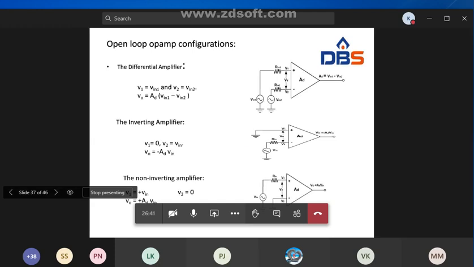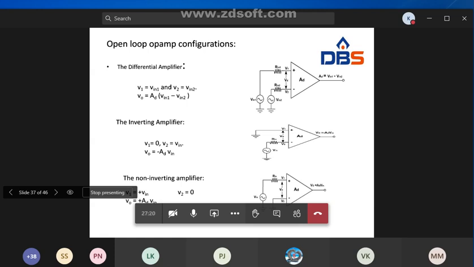So open loop means, see here why it is called open loop. Here we don't have any feedback section from output to input side. See here, we don't have any feedback connection from output to input side. So that is open loop configuration. That is open loop op-amp configurations, right? If you have any feedback from output to input side, that becomes a closed loop configuration. In the open loop configuration, we don't have any feedback from output section to input section.